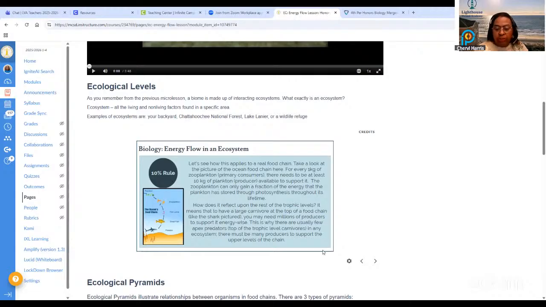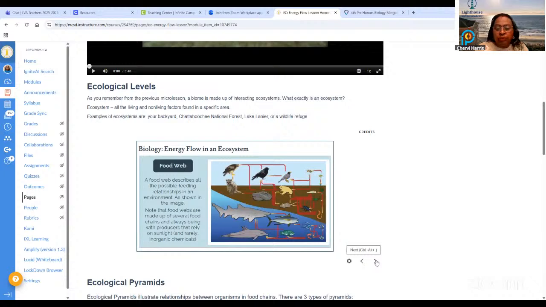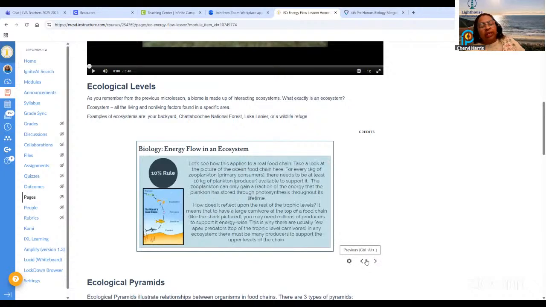I'm going to back up just for a second. Yesterday we looked at a pyramid and it started with 1,000 at the bottom and then it went to 100 and then it went to 10 and then to 1 or something like that.